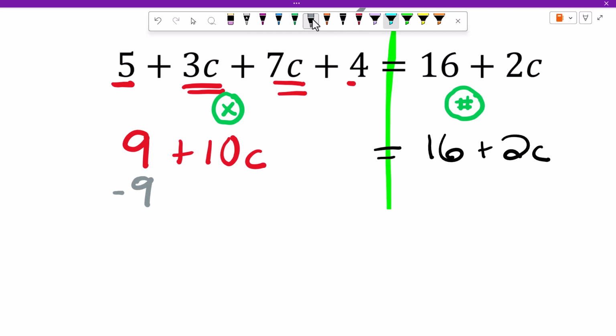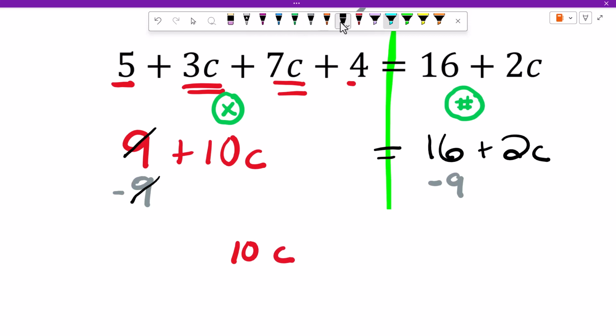Now, over here, I have to go minus 9. Once per side, right? Where do I put it? Do I put it under the 16 or do I put it under the 2? 16. Like term with like term. Put it under the number. So it goes here. It goes minus 9. Okay, now we clean it up. Here we go. Okay, 9 minus 9 is 0, so those disappeared. You're left with just your 10C.